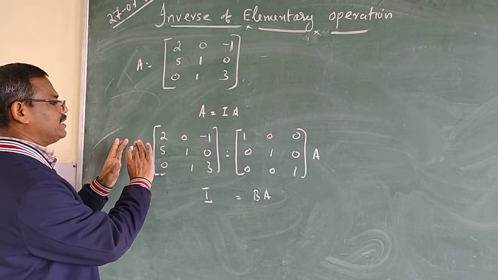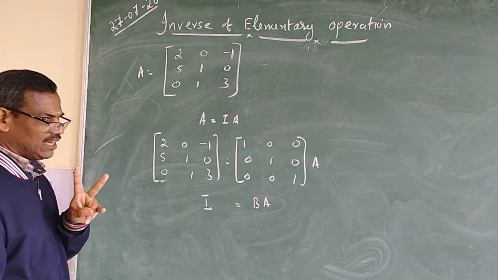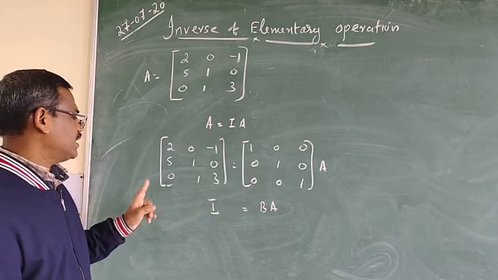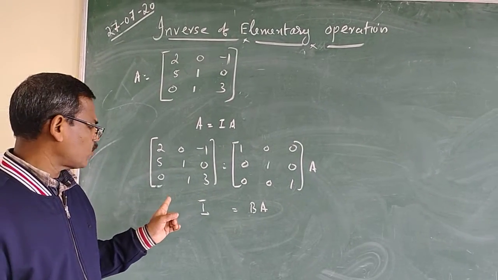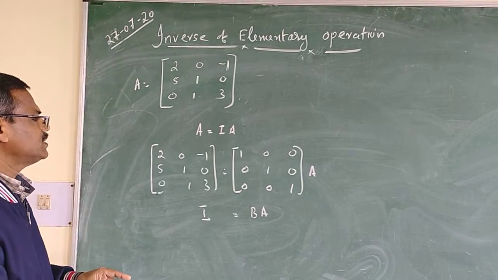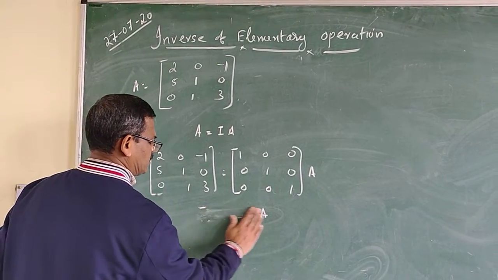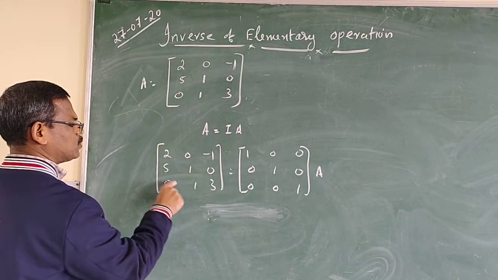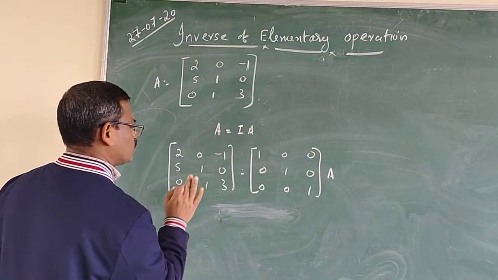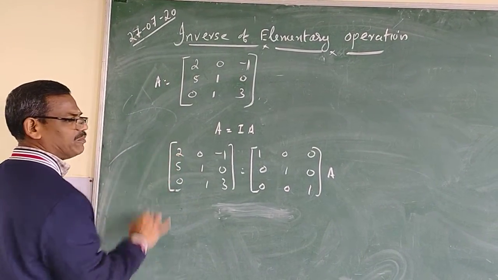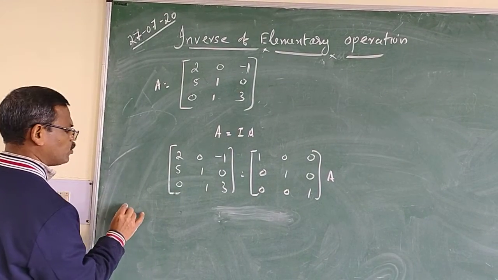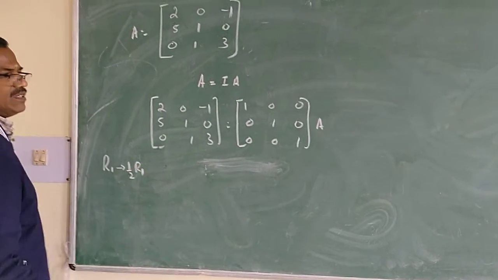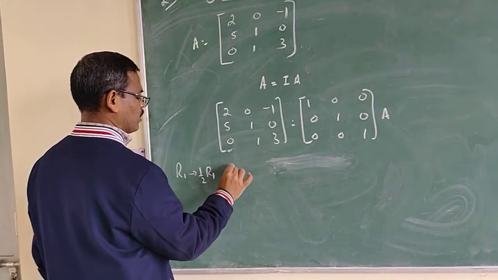That means we need to apply the elementary row operation. There are three elementary row operations: interchange the rows, multiplying a row by a scalar, and third one is to any row a scalar multiple of another row is added or subtracted. So that is the process. Your concentration should be how can we reduce this matrix into an identity matrix. You know that for an identity matrix the first element should be 1. So I am going to apply R1 as 1 by 2 R1. That means the first row is multiplied by 1 by 2.